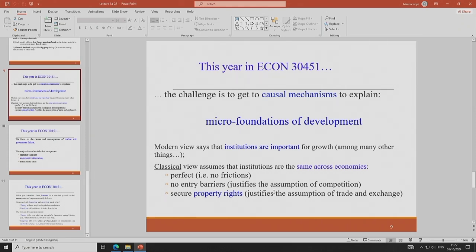So before, in terms of ideas and hypotheses, the classical view used to assume, as you can read, that the institutions were the same across any economies. Perfect, there was no friction, no entry barriers, perfect competition, and secure property rights, which will be basic. In our module, the key assumption that we will be studying.